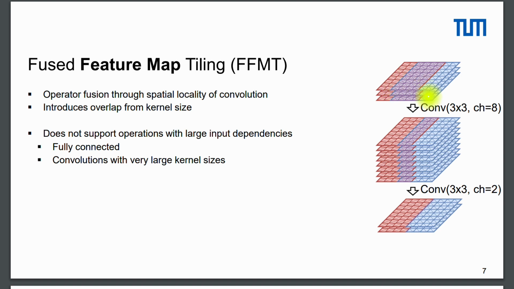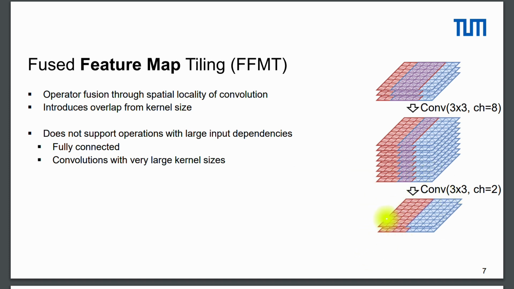What I've also highlighted here is that there might actually be some overlap in these partitions with this purple area, because, well, this convolution, if it's 3 by 3, they both need these overlapping regions to be fused. And the major limitation here, what we have looked at, is that this doesn't really work when your outputs have a large or wide input dependency.